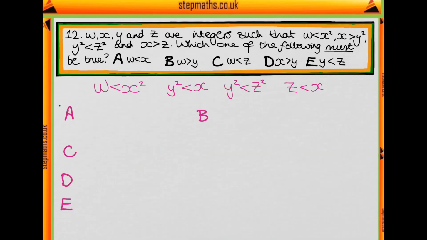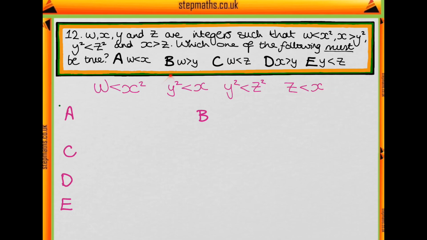So in this question we have w, x, y and z, which we're told are integers, and we're given some conditions which relate these integers. So w is strictly less than x squared, x is strictly greater than y squared, y squared is strictly less than z squared, and x is strictly greater than z. And we want to know which of the following must be true out of a, b, c, d and e.